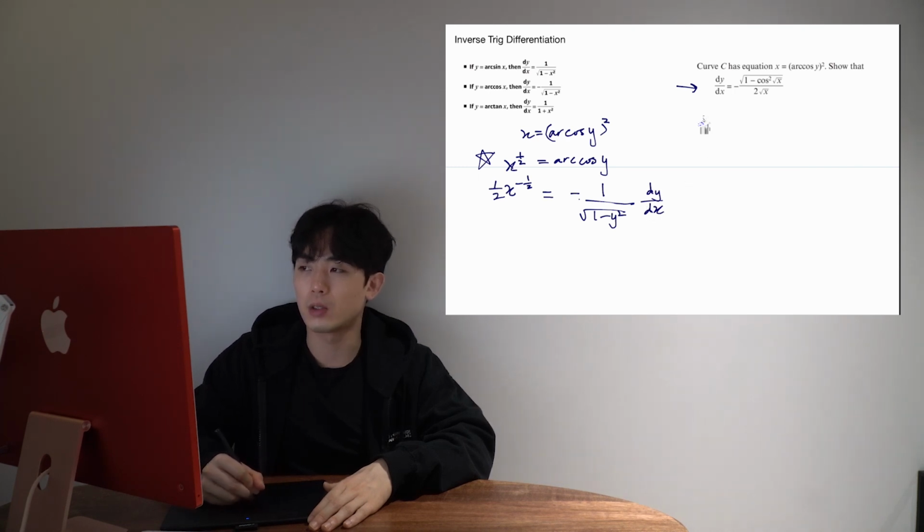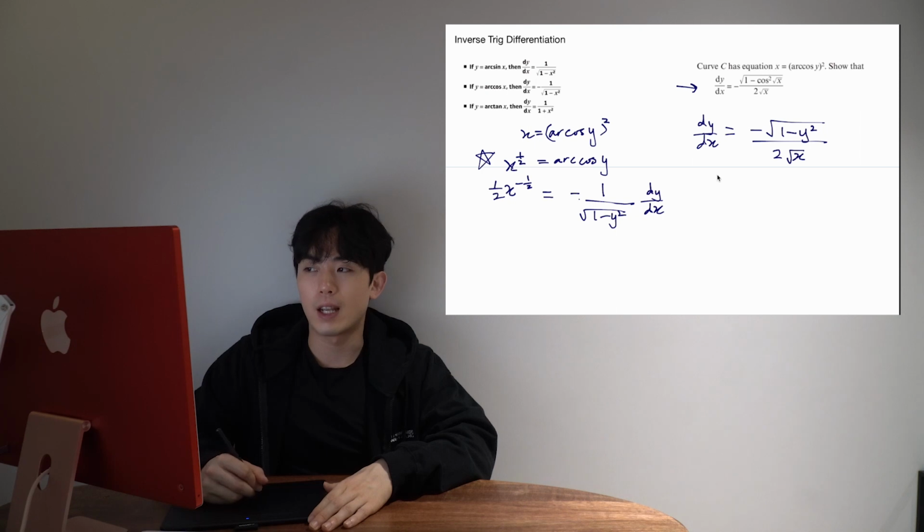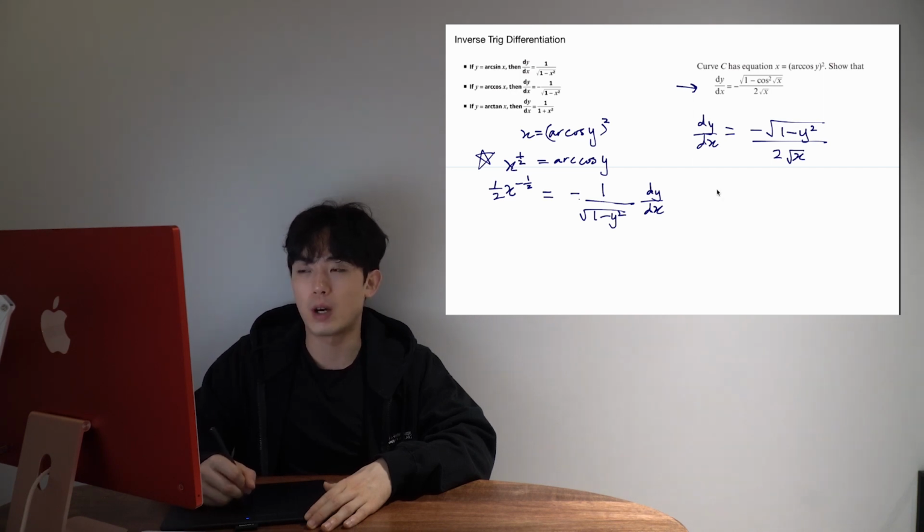So dy by dx is equal to, we bring this to the other side, so minus root 1 minus y squared, all over 2 root x, like this. I could leave it like this. This is technically the answer. However, they want it all in terms of x. As you can see, it's all x's, but we have a y term, so we need to replace this y term.